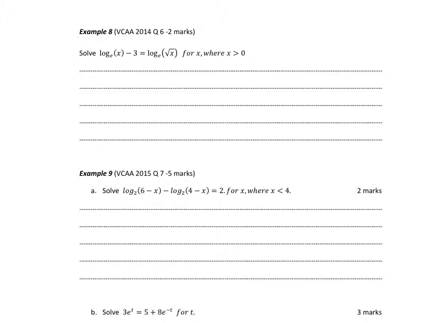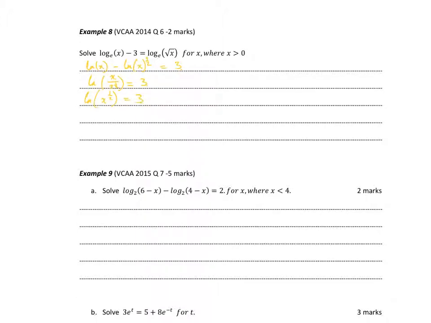All right, so what if we get the logs on the same side? Natural log of x minus natural log of x to the half is equal to 3. Yeah, because the square root of x is x to the power of a half. If we subtract logs of the same base, we divide. So that means the natural log of x over x to the half is equal to 3. And x over x to the half is x to the 1 over x to the half, which is just x to the half, is equal to 3.